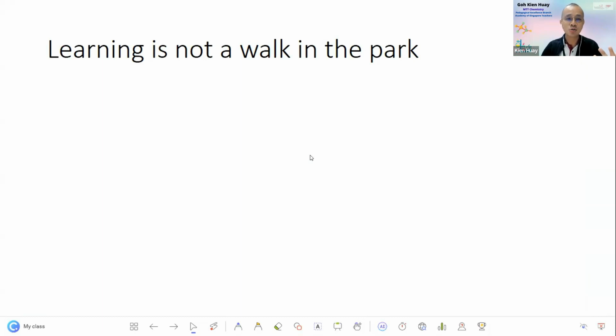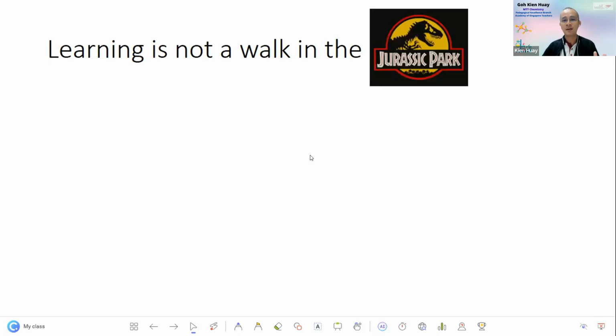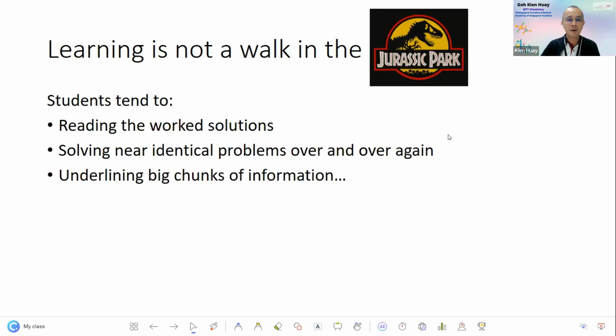So let us emphasize to our students that learning is really not a walk in the park. I always thought this is quite a nice way to put it, really Jurassic Park, full of challenges, so is learning. Students tend to read the worked solutions. They tend to solve near identical problems over and over again. And they love to underline big chunks of information. As a student, I do that. I highlight my entire page of notes to the point where I'm not even sure which information is important. So if we are seeing our students doing that, we may want to rethink. Is this really helping them?